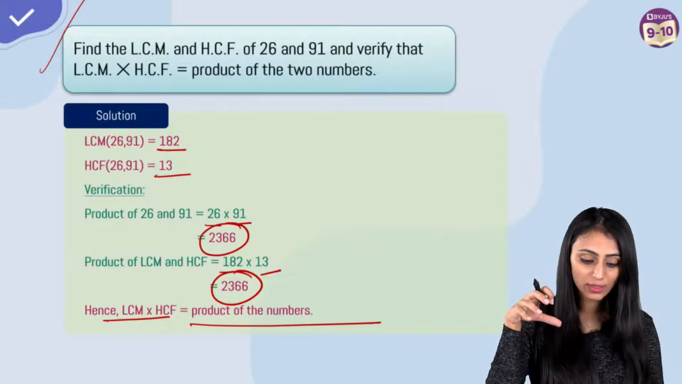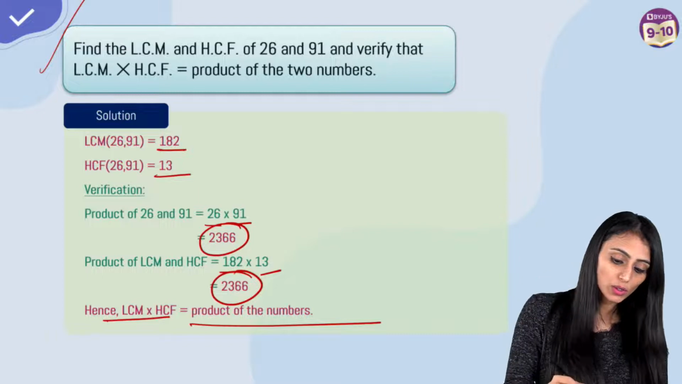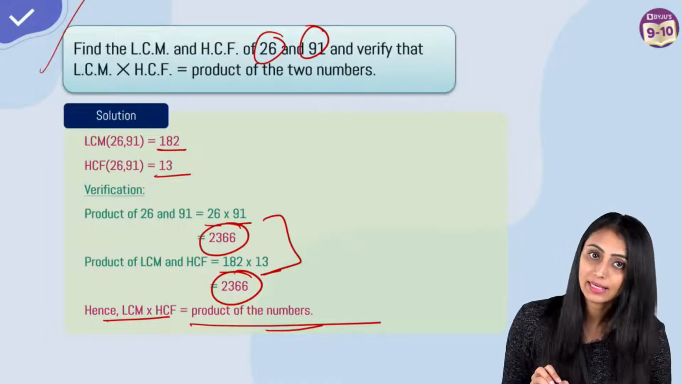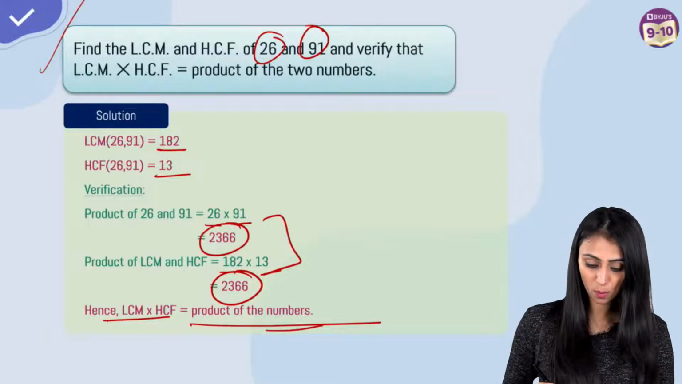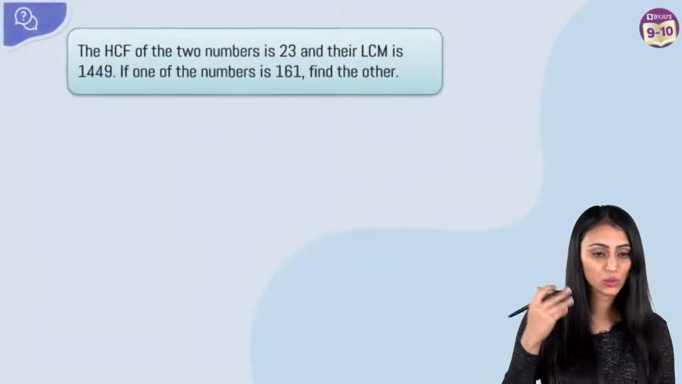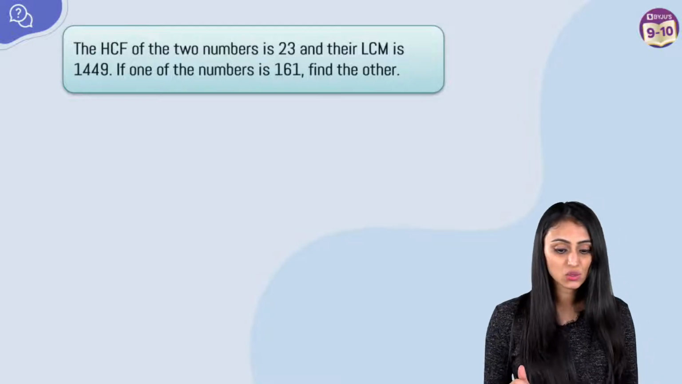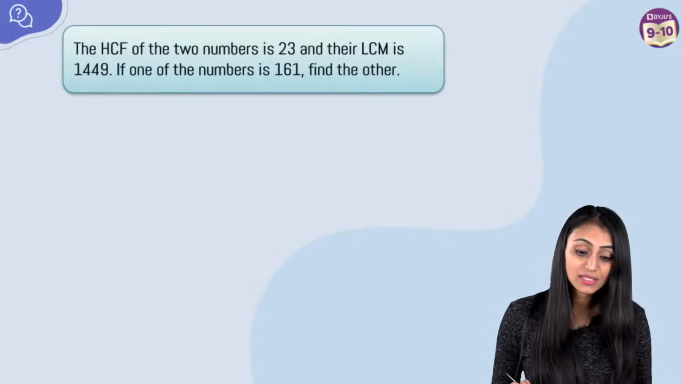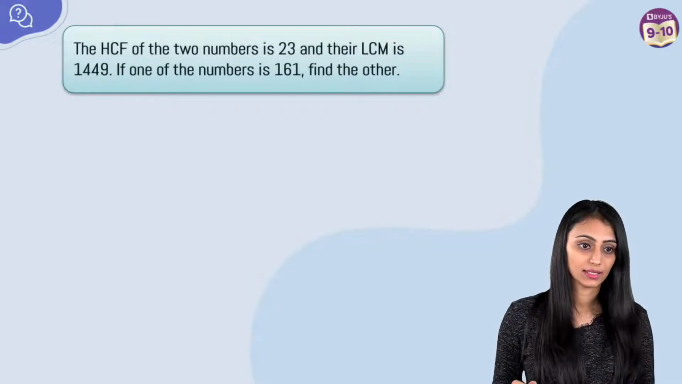So what we are trying to understand here is that when we are talking about two numbers, their product would be equal to the product of their HCF and LCM. Yes? So this is what this topic is about. Let's try out one more question. Now you tell me. The HCF of two numbers is 23 and their LCM is 1449. If one of the numbers is 161, find the other.